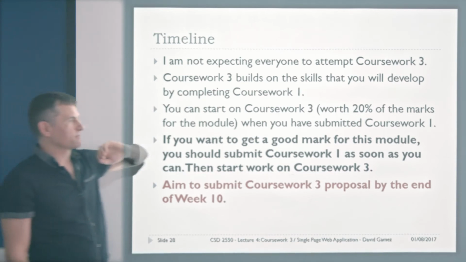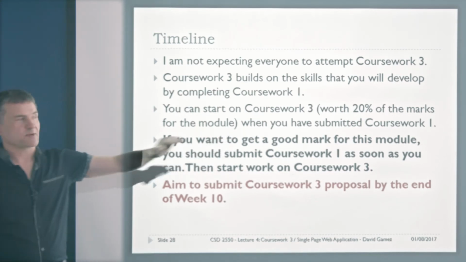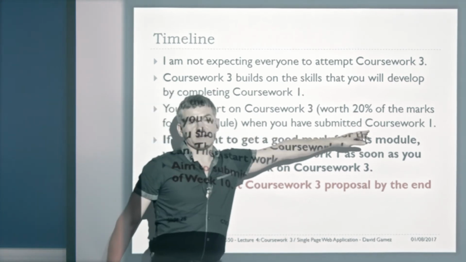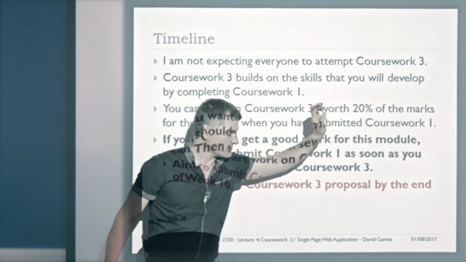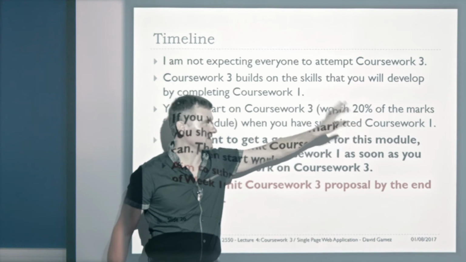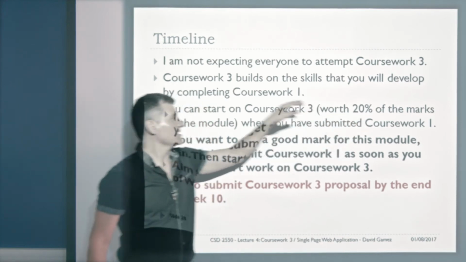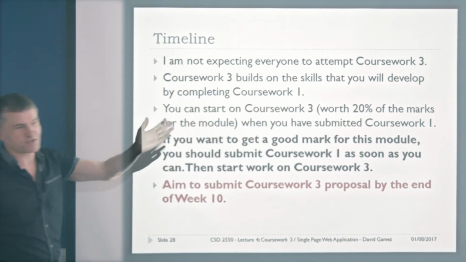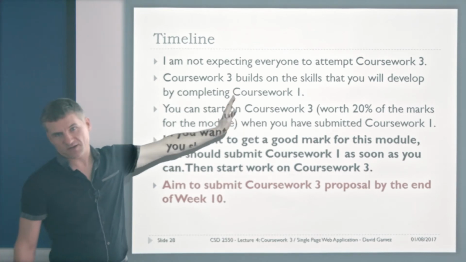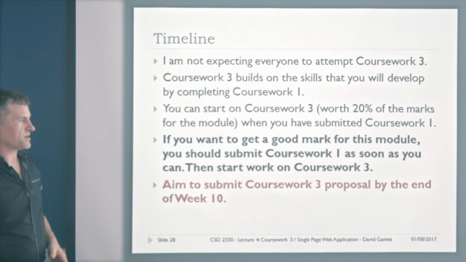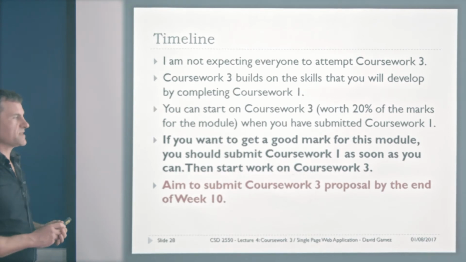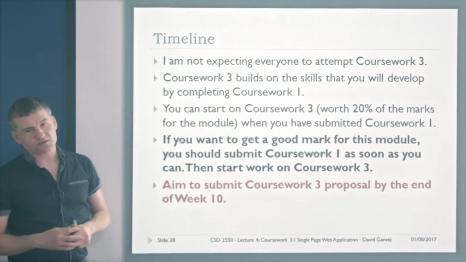You can start on Coursework 3 when you've submitted Coursework 1, when you've demonstrated that you've got the skills for Coursework 3 by completing Coursework 1. So you proving yourself, if you like, with Coursework 1, or getting the skills in Coursework 1 that you'll need for Coursework 3. Because if you can't write JavaScript, you're not going to get anywhere with Node, right? Because Node's all about JavaScript. So if you want to get a good mark for the module, you should submit Coursework 1 as soon as you can. Then you start work on Coursework 3.